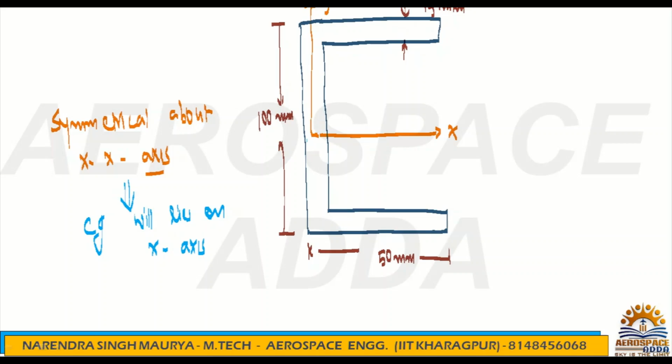two types of cases are possible: bisymmetric and unisymmetric. Unisymmetric means it is symmetric about the x-axis, or it is symmetric about the y-axis. If it is symmetric about both axes, it is called a bisymmetrical section. So it is only symmetric about the x-axis. Now it is very clear the CG will lie on the x-axis, because on whichever axis it is symmetric, on the same axis the CG will lie. That's the meaning of it, right? So here we have to calculate x bar now.